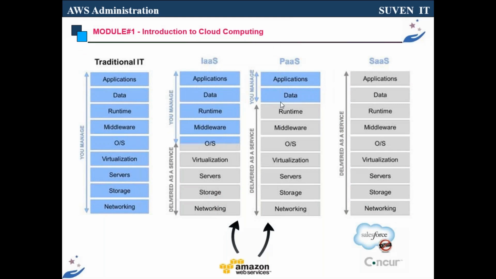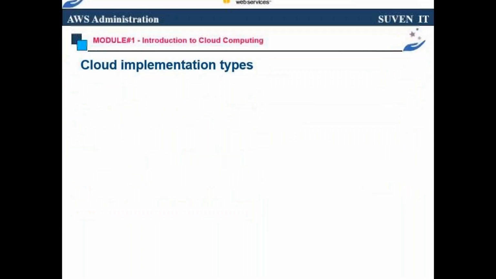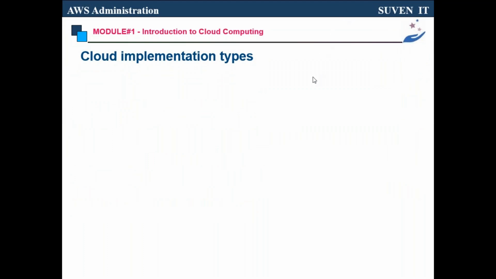That is the most important part you need to understand. What is IaaS? What is PaaS? What is SaaS model? If everyone understands the implementation types, we will understand. So please go ahead. Any questions here about IaaS, PaaS, SaaS model?